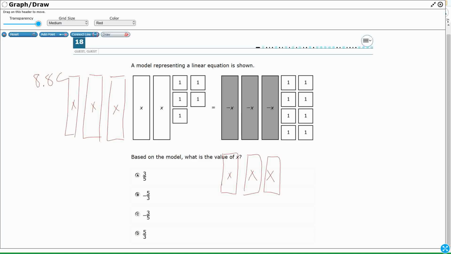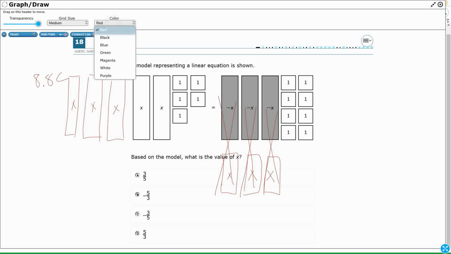So if I add 3 x's on this left side, I've got 5 x's. If I add the 3 x's on the right side, each x cancels out a negative x. So now I'm left with 5 x's and then 5 ones, and I'm left with 8 ones over here. So what I want to do is take away 5 ones from each side.